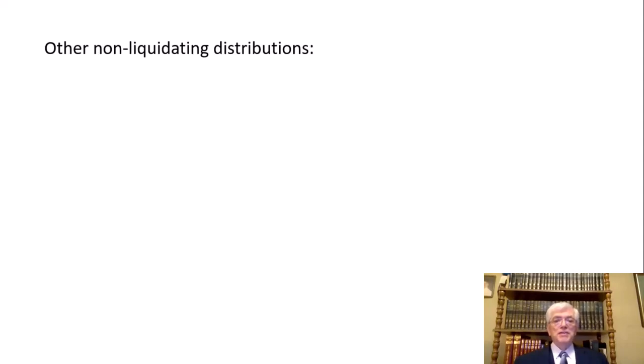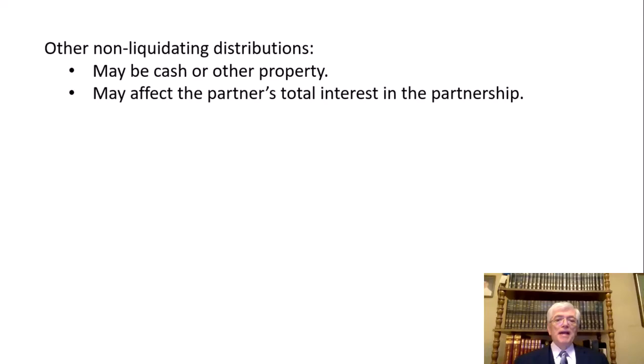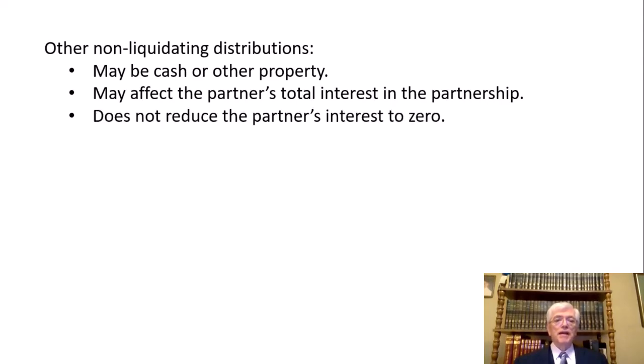Other non-liquidating distributions. So they're not current draws. They're just other distributions that do not eliminate the partner's ownership interest in the partnership. They may be cash or other property. They may affect the partner's total interest in the partnership. So you could go from a 1/4 interest to a 1/5 interest because of a non-liquidating distribution. It's not always the case, but it could be. That could be part of the reason for your non-liquidating distribution. Just depends on what the intent of the partners is for that particular distribution.